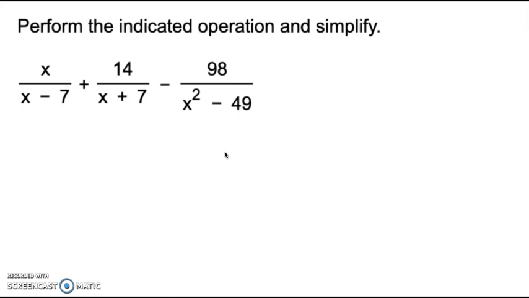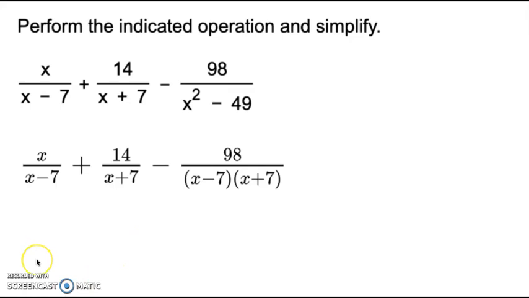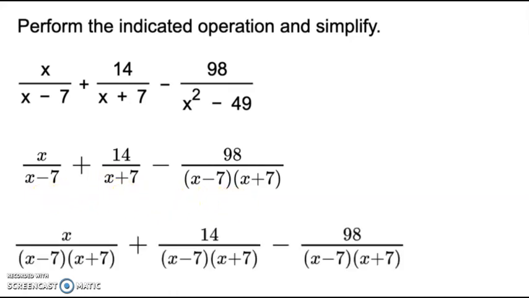them the same. The first thing we want to do, though, is factor this x squared minus 49. It's the difference of squares, so that becomes x plus 7 and x minus 7. Now, to make all the denominators the same, we notice we have x minus 7 and x plus 7. So we can make them all x minus 7s and x plus 7s.